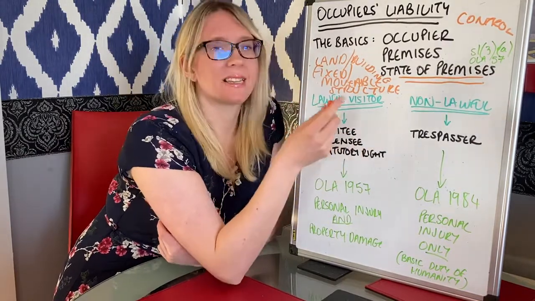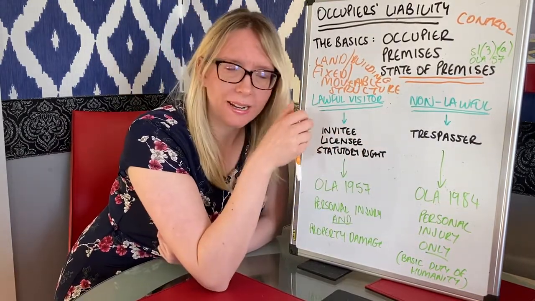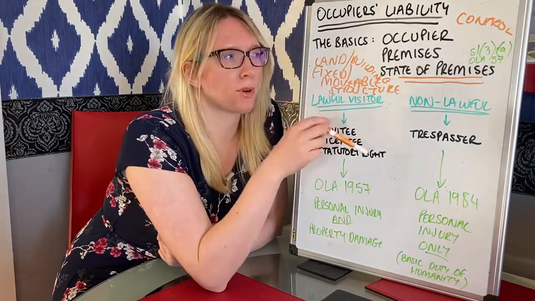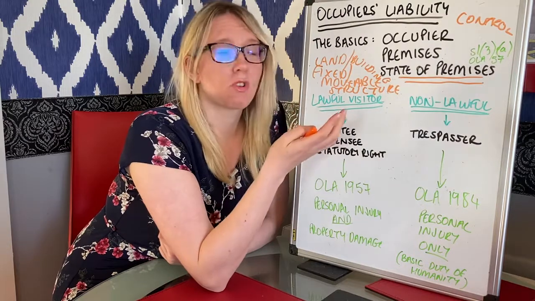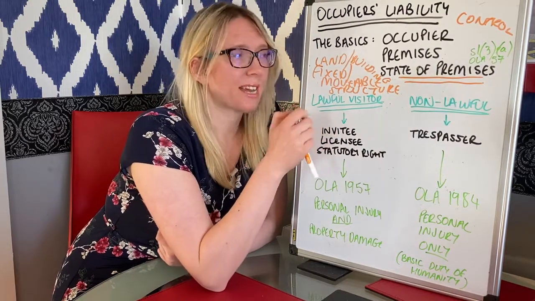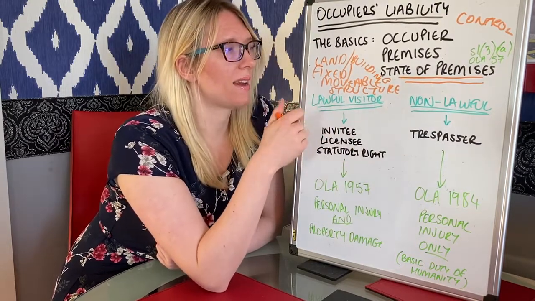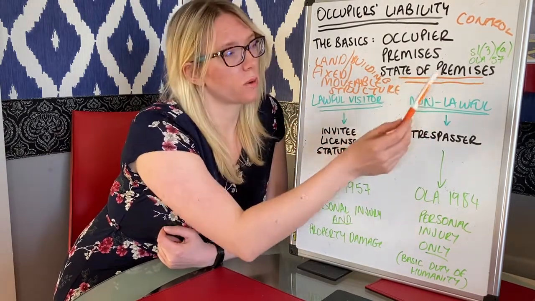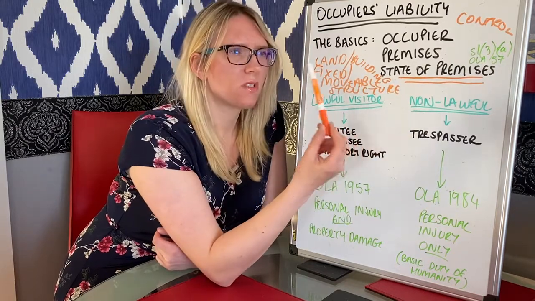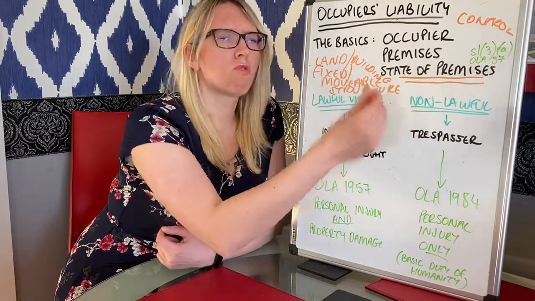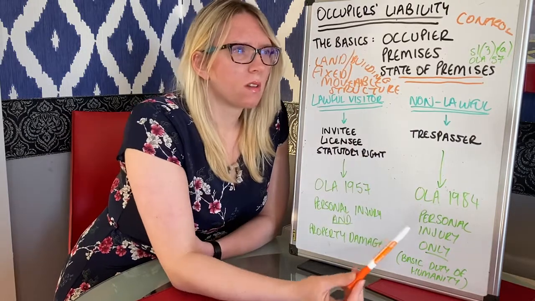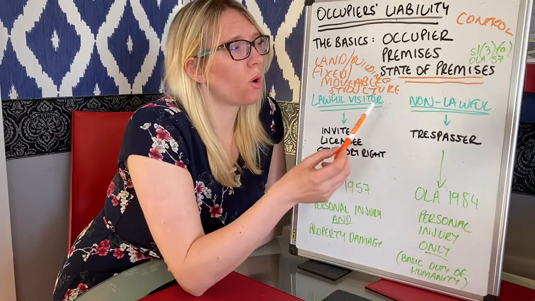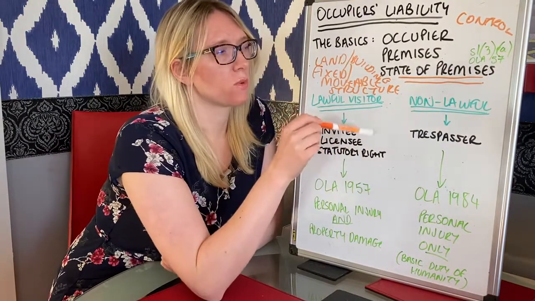For example, in the case of Tomlinson versus Congleton Borough Council, the claimant dived into a deep body of water and essentially broke their neck. He sued the council that was occupying that lake, and the Supreme Court pointed out, or the House of Lords as they were then, that he wasn't injured because of the state of the premises. There was nothing wrong with the lake. The lake was just fine. He was injured because of the dodgy dive. So it has to be injury because of the state of those premises.